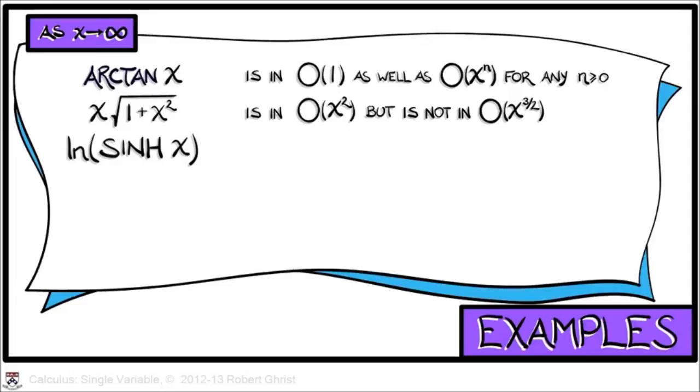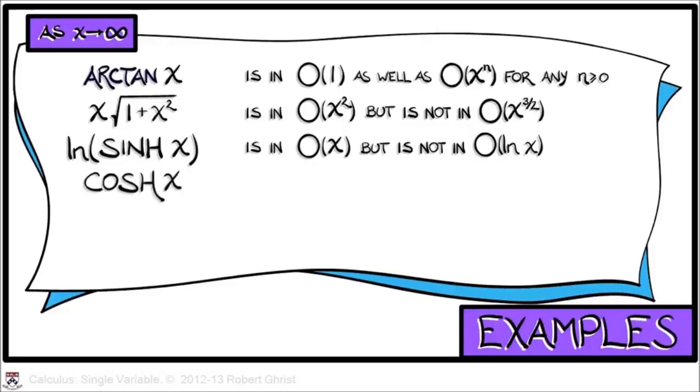The log of the hyperbolic sine of x, well, is really in big O of x. It's got linear growth at most. It's not in big O of log of x. It grows too fast for that.